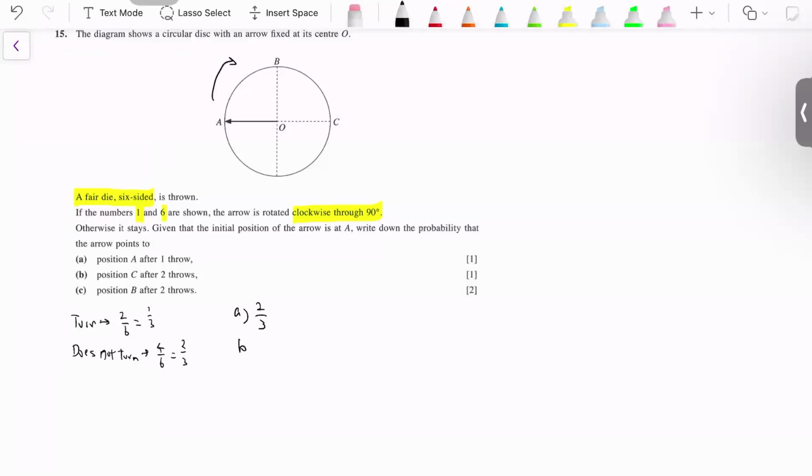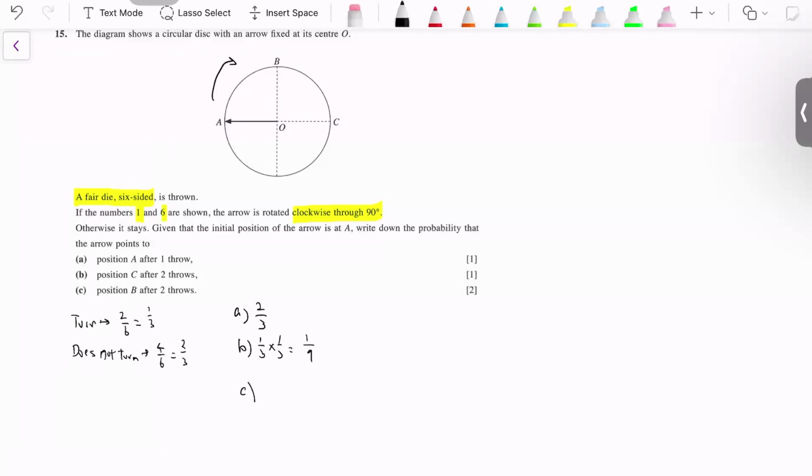Part B. So it says that lands on position C after 2 throws. So in order for it to land on position C, it must rotate clockwise 90 degrees twice. So that means it must turn twice. So in this case, the probability of it turning twice is 1/3 multiplied by 1/3, which gives us 1/9.